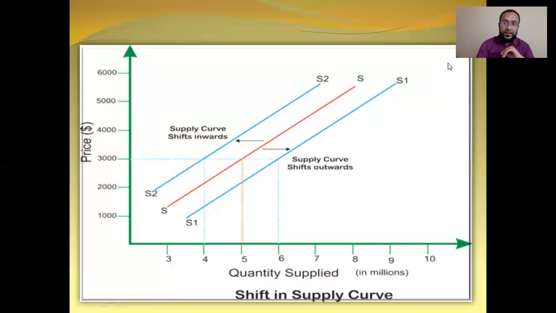All right, now let me explain this diagram. Here in this diagram, I just showed how the cost of production will affect the quantity supplied and will cause the shift in the supply curve right or left.